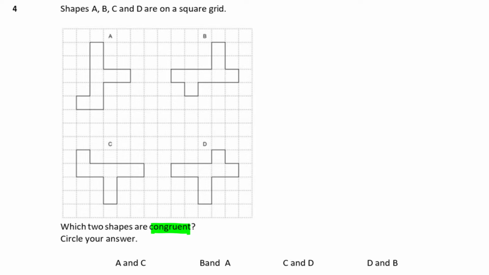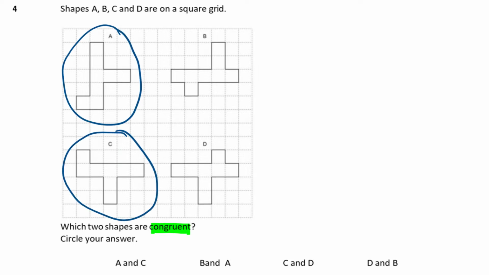Okay. Now, none of these shapes immediately look identical, but congruent could be a mirror image of the shape, or it could be a rotation of the shape. Okay. So now I think it's A and C that go together.